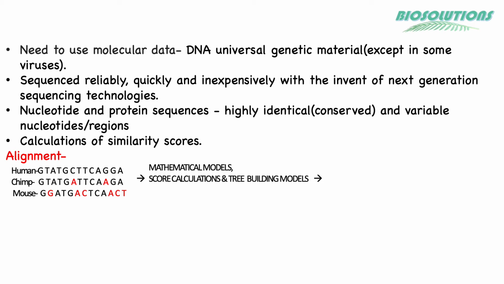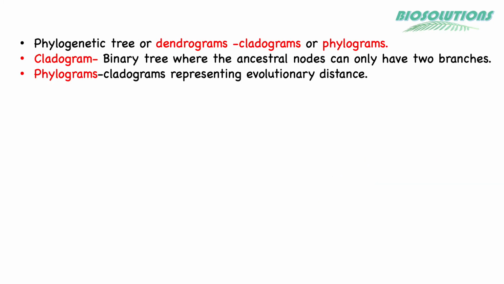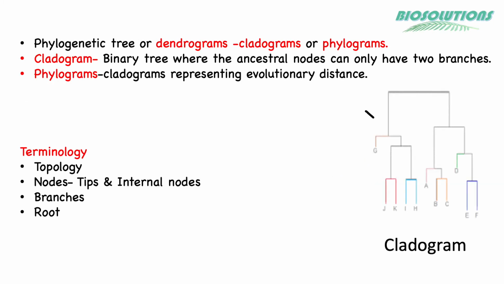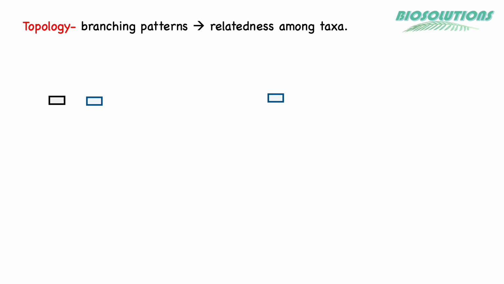Now let's learn some terminology. Phylogenetic trees are also called dendrograms. Dendrograms can be further cladograms or phylograms. A cladogram is a binary tree where any ancestral node can only have two branches, whereas phylograms are those cladograms which show different branch lengths. Phylograms are real trees and represent evolutionary distance.